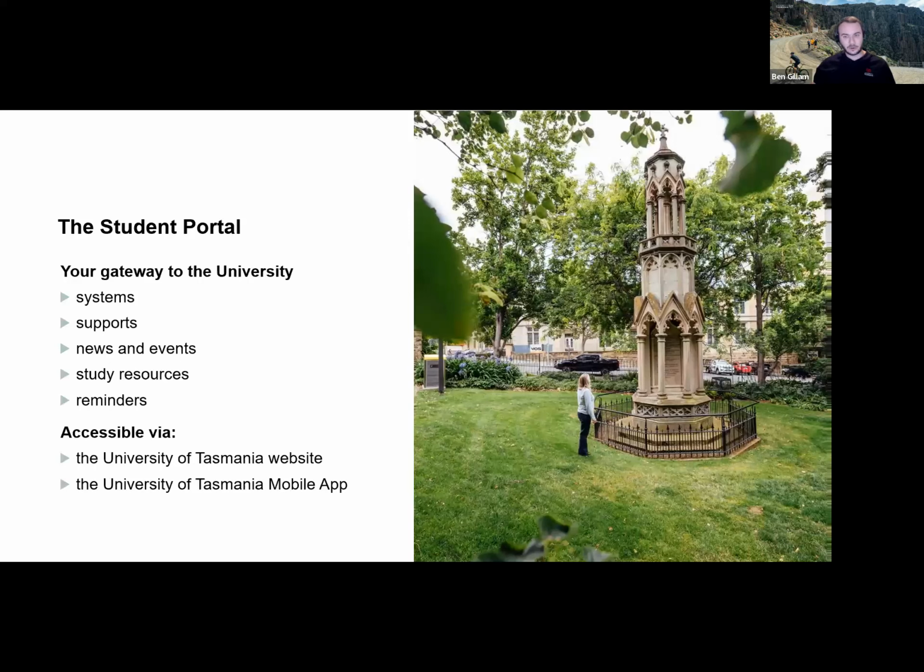So mentioned before as well, you will then have access to the student portal as a current student. This will have essentially everything you need to be successful in your course. So as mentioned, you'll have resources within your course. All access to the systems will be done through here, and guides on how to do that as well. There'll also be reminders, news, events, everything to keep you on track with what's happening.